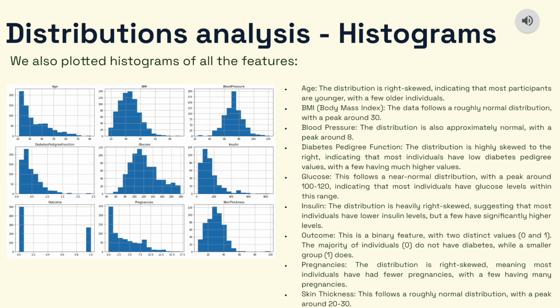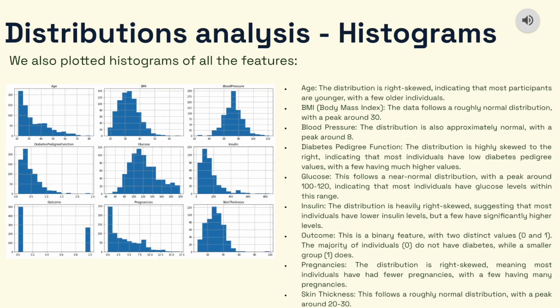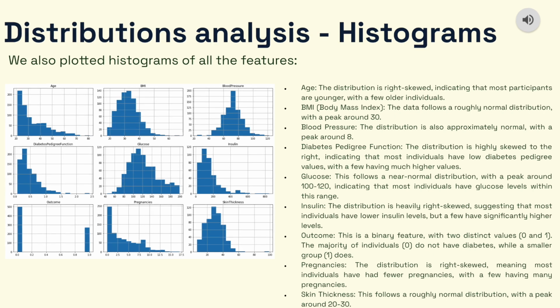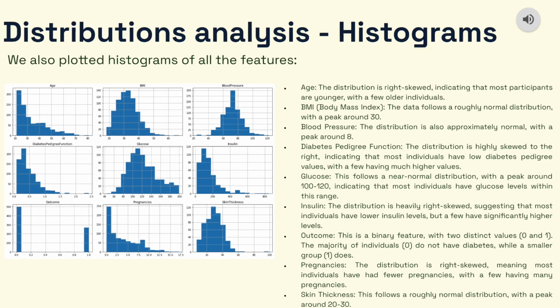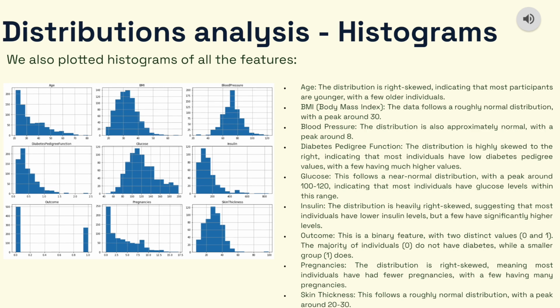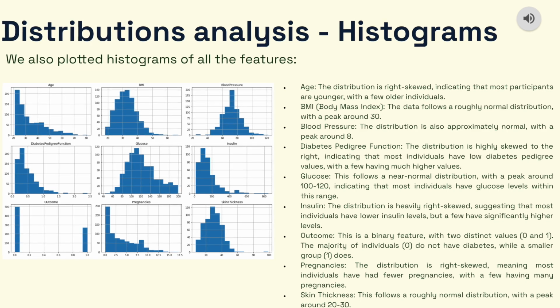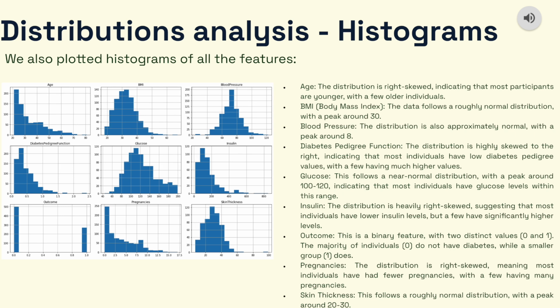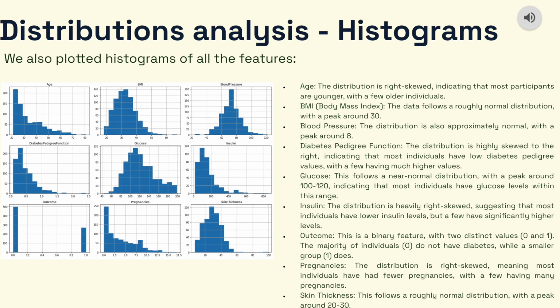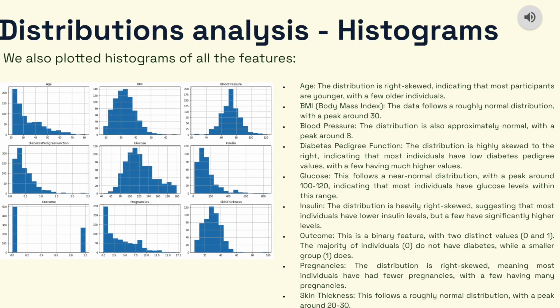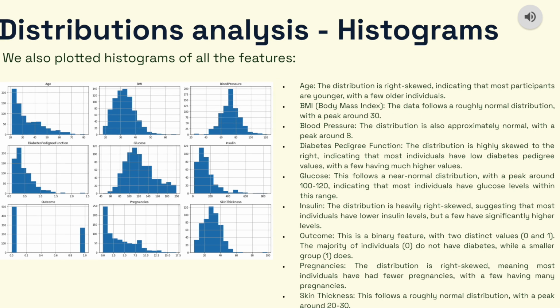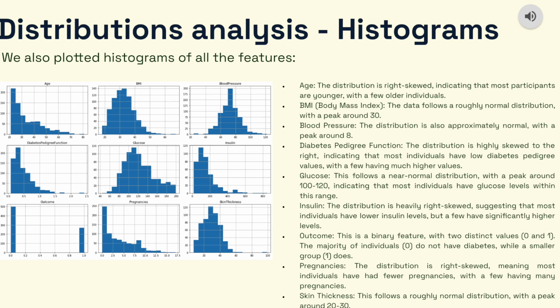100 and 120 respectively. For diabetes pedigree function and insulin, the distributions were heavily right skewed, meaning most individuals have low values, but some have significantly higher ones. And for the feature outcome, which only had values of zeros and ones, most individuals have values equal to 0, and just a small group had values equal to 1.